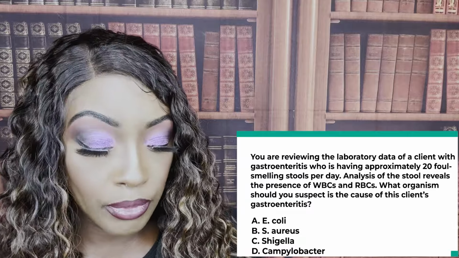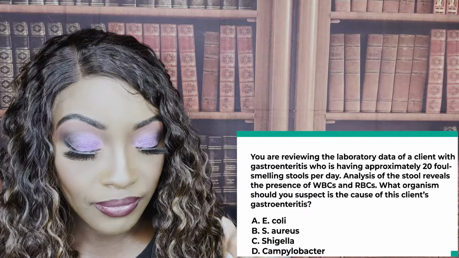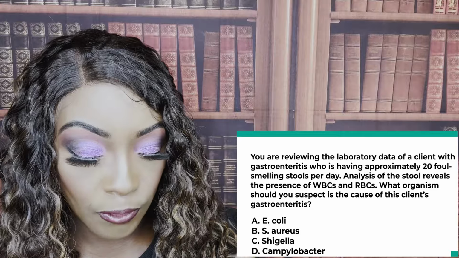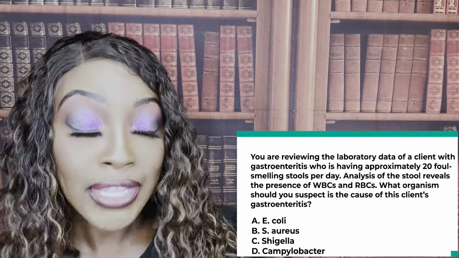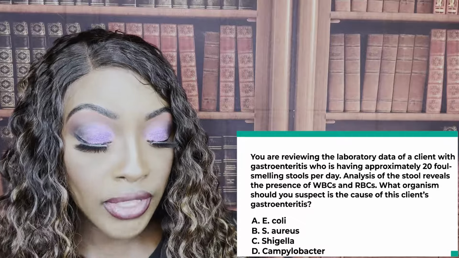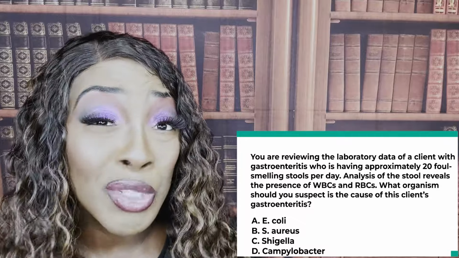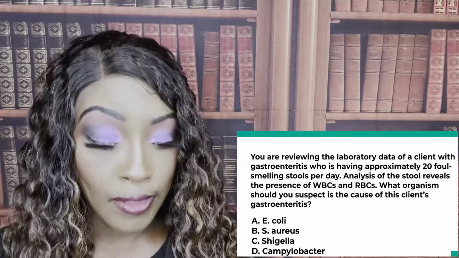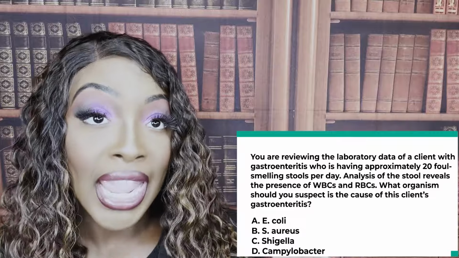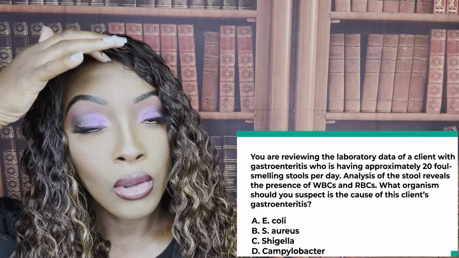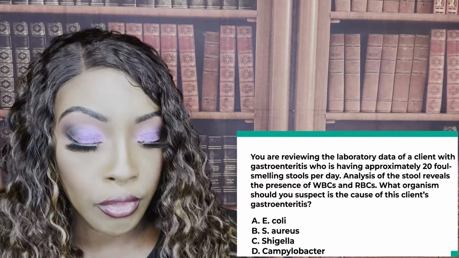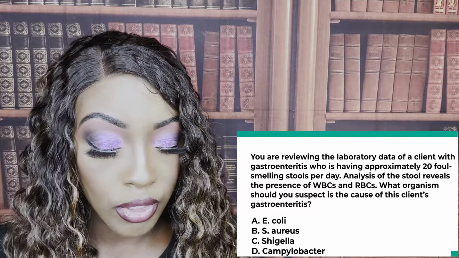How do we know it's Campylobacter? Number one, the foul-smelling stools. That's your first hint. Number two, when they say 20 foul-smelling stools per day with Campylobacter, the patient will have anywhere between 20 to 30 of those foul-smelling stools per day. And your third hint was the WBC and RBCs in the stool. We see that in Campylobacter. So those were the three clues to let us know we were dealing with choice D.